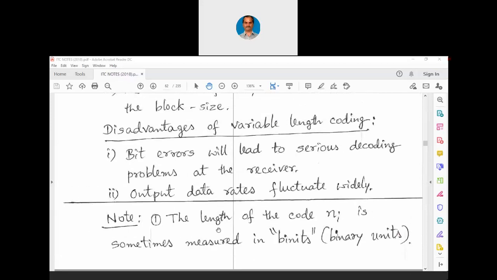There is a small note. The length of the code Ni is sometimes measured in bits or binary units. We may say 2 bits, 3 bits, 4 bits, that way. That is simply a style. We will not be using it exclusively anywhere else. We will only say 2 bits and 3 bits.